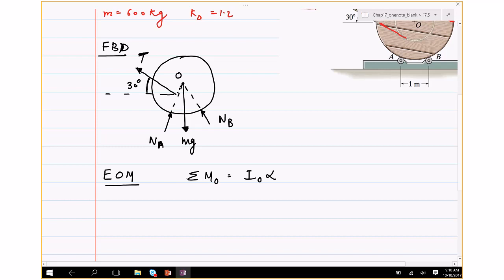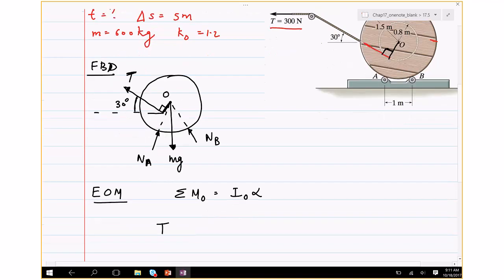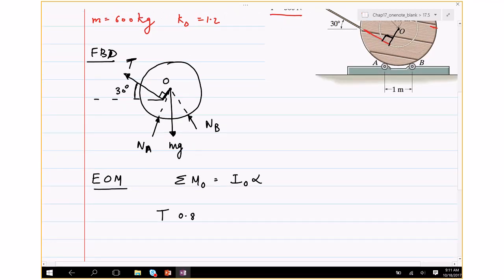So the only force which will come is tension, and that tension should be multiplied with the normal distance. So it turns out that this force here is tangential, right? So this has to be normal, which means that the perpendicular distance from tension to the point about which we are taking moments, O, is actually the radius of the inner circle, which is 0.8. So T times 0.8 is the moment, right? Force times distance.